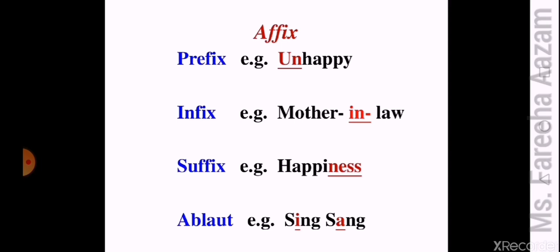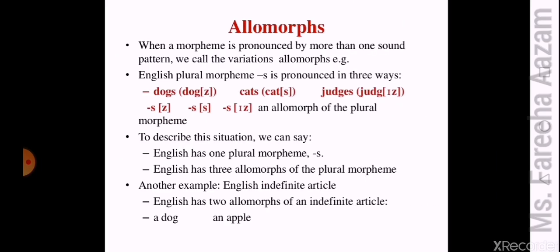Ablaut. Ablaut is sing, sang. I and a. These two letters are ablaut.